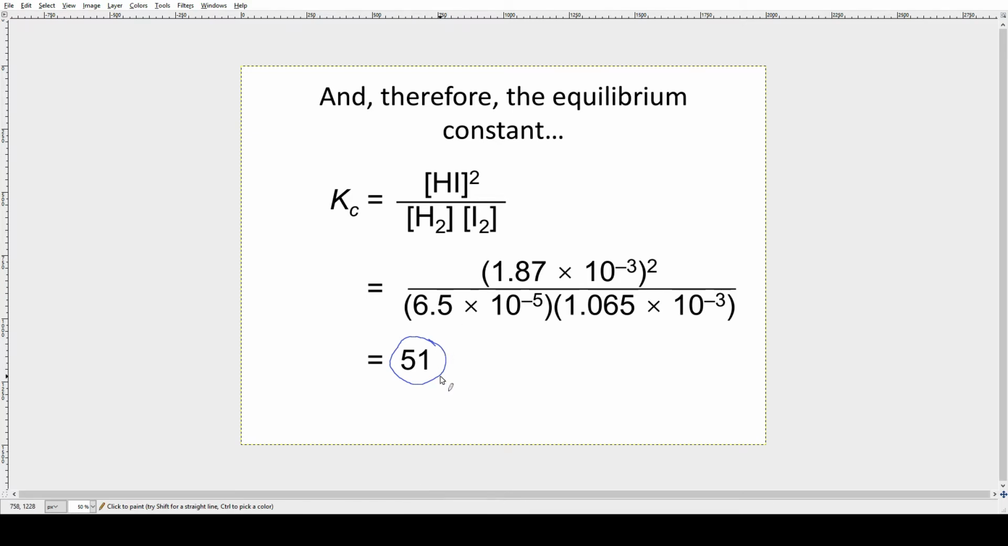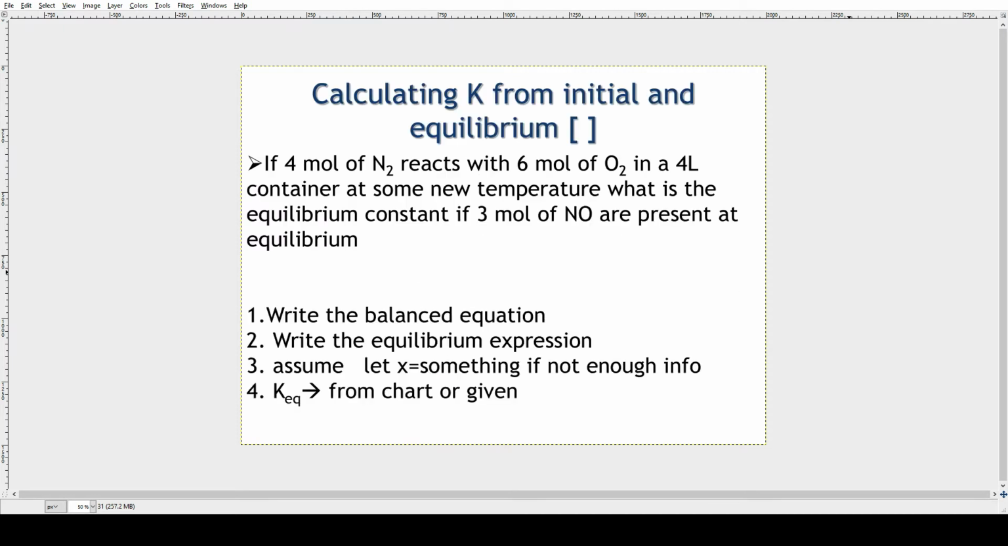Notice how there aren't any units. Molarity squared, molarity, molarity. They all cancel each other out. So just 51. It's always nice when there aren't units. So this is the most simple version of these types of problems.